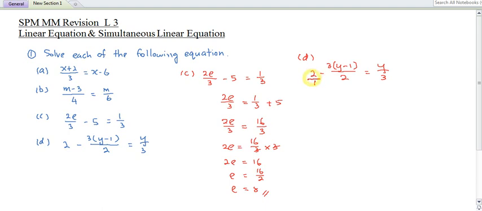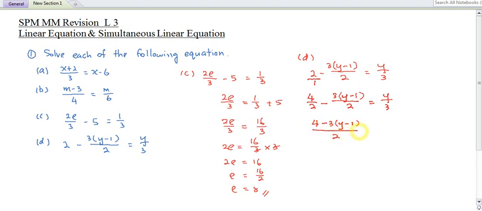So here we have 2, this is actually 2 over 1. So in order to change the 1 to become 2, I have to multiply 2 here and multiply 2 here. So it becomes 4 over 2 minus, I just copy the sign. So 3y minus 1 divided by 2 is equal to y over 3. Okay, now they have the same denominator. I can just combine them. 4 minus 3. Okay, I think I just copy the bracket first.